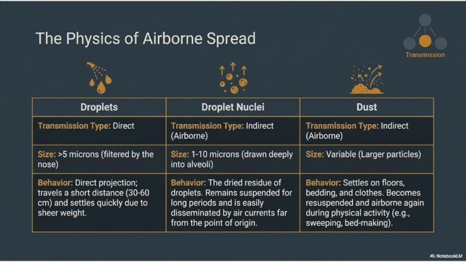Airborne transmission deserves special attention because it is commonly asked in examinations. Large respiratory droplets are greater than 5 micrometers in size. They travel only a short distance, usually about 30 to 60 centimeters, before settling quickly. Droplet nuclei are much smaller, measuring 1 to 10 micrometers. Because of their small size, they remain suspended in air for long periods and travel over longer distances, reaching the alveoli. Dust particles carrying infectious agents may also become airborne during activities like sweeping, shaking clothes, or making beds.